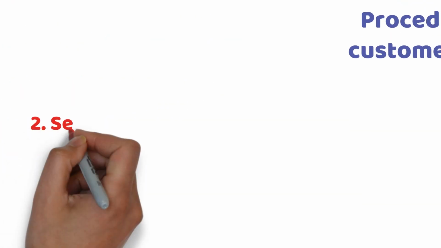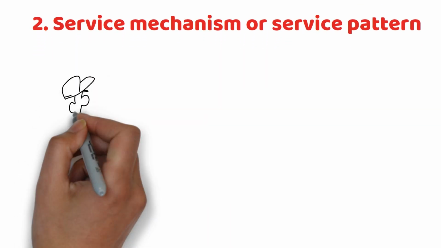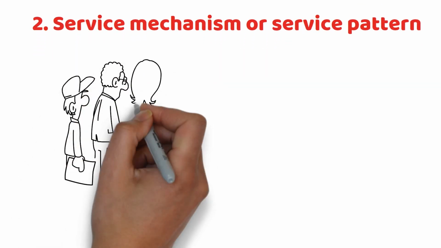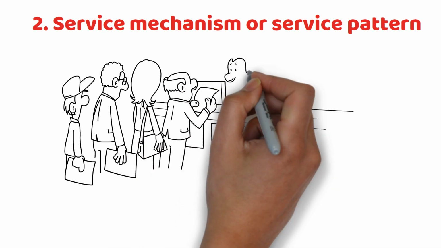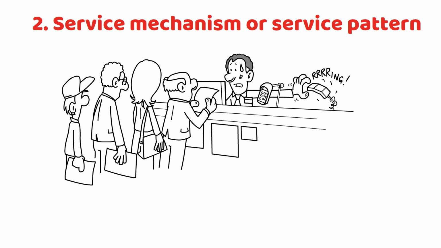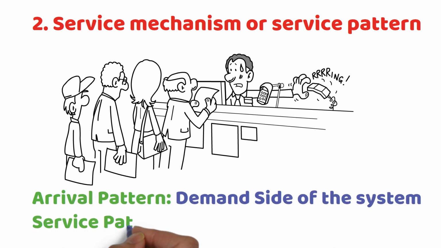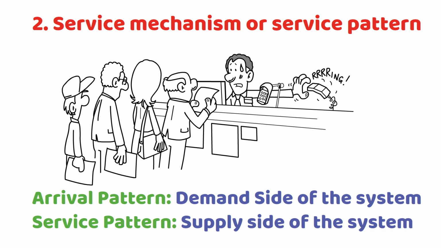Number 2, service mechanism or service pattern. The ability of the servers to serve the customers will determine the system's performance. The faster the server is able to serve, the better the system performance. We can say that the arrival pattern is the demand side of the system, and the service mechanism is the supply side of the system.